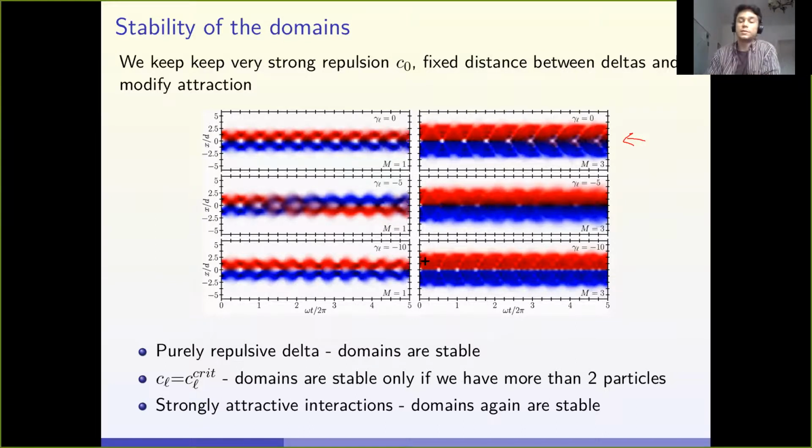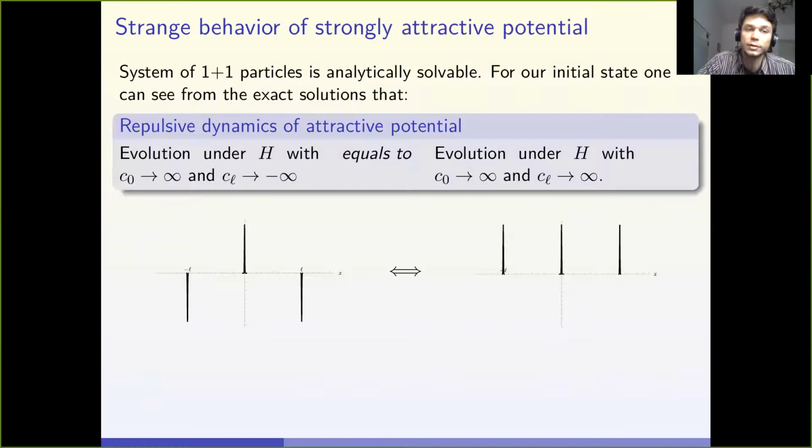What is really surprising is that if we have very strong attraction, so we have strong repulsion and also strong attraction, then the system is again stable. This is really strange, really surprising. I don't want to go into much detail about this strange behavior. It turned out that it is more general, and we decided to prepare another paper about it. I will just briefly tell you what happens in such a situation.